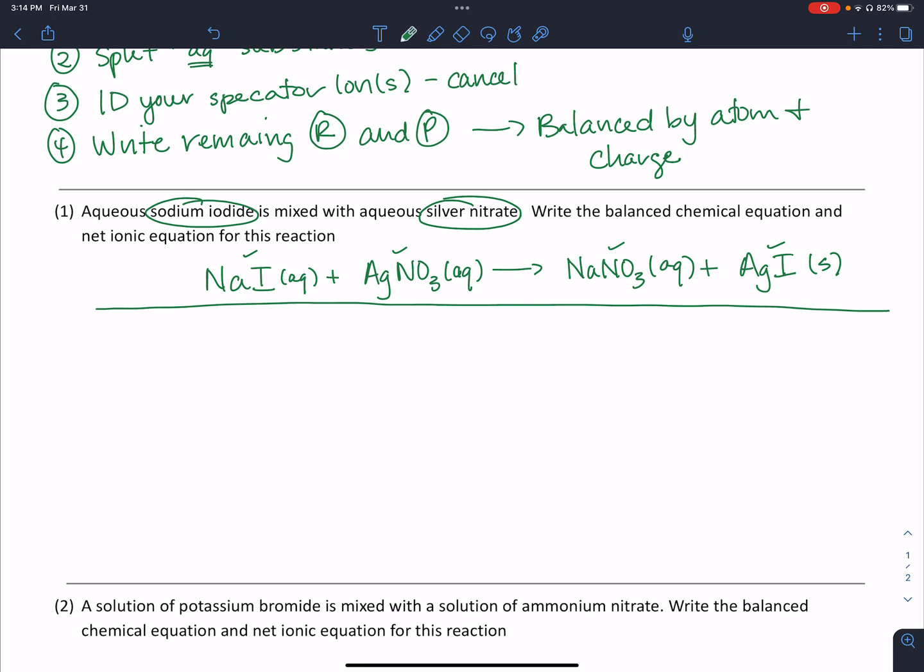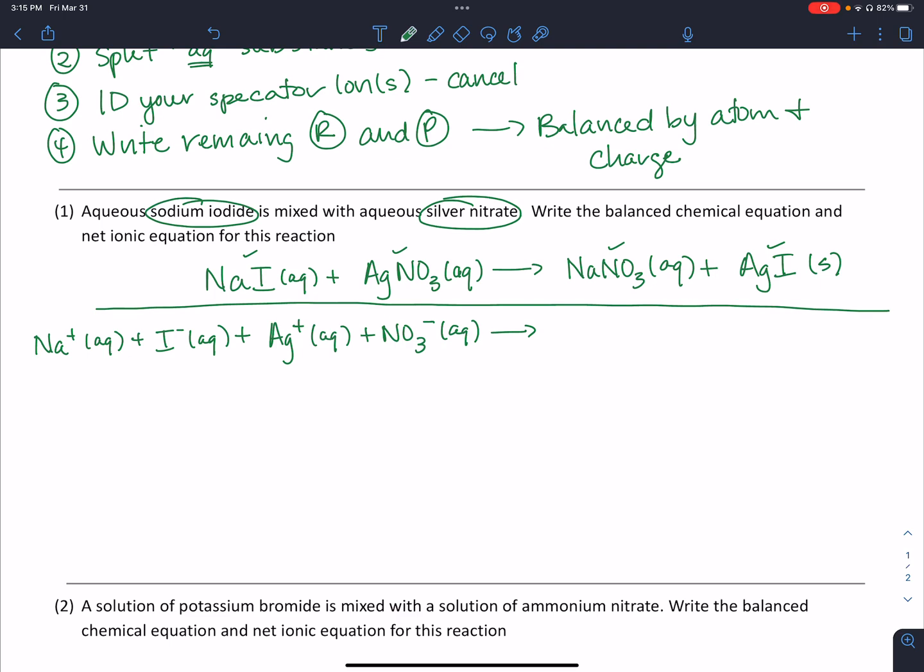All right, so I'm going to start with sodium iodide. That means I have a sodium ion, which is in solution, and an iodide anion, which is in solution. I look at my second reactant. I've got a silver ion, which is in solution, and a nitrate ion, which is in solution. So I've split all of my reactant molecules into their ions, and the number of ions I'm showing are equal to the number of atoms I had in the balanced reaction on the reactant side.